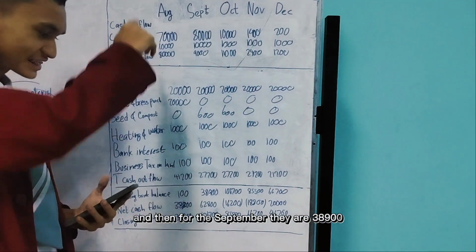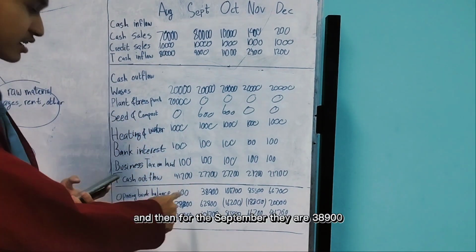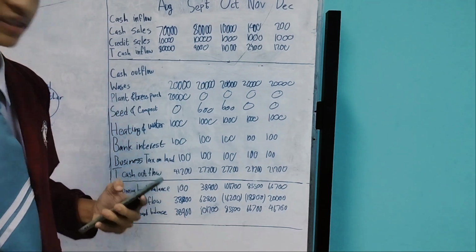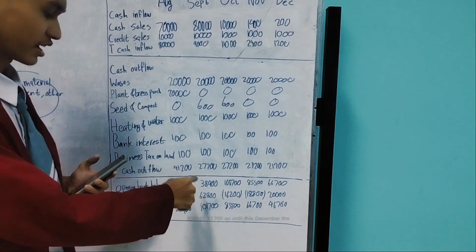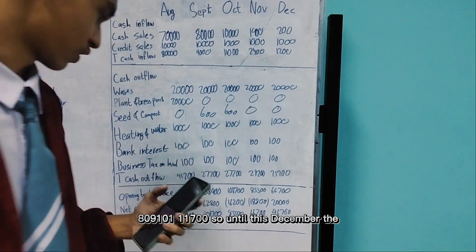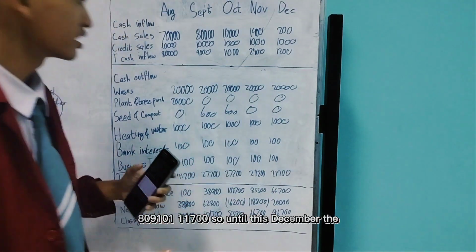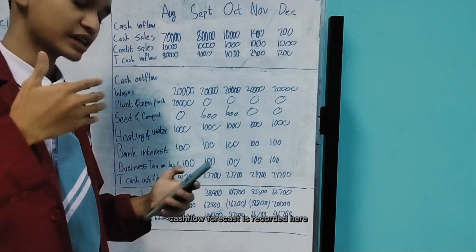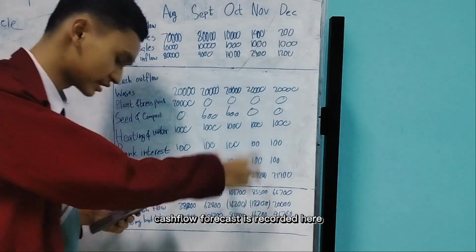And then for September, the opening balance is 3,900, and then 6,800 and 1,017. So until this December, the cash flow forecast is recorded here.